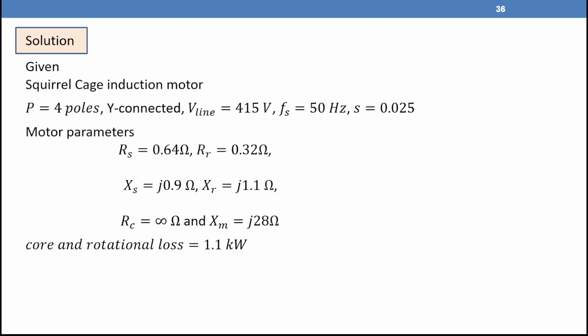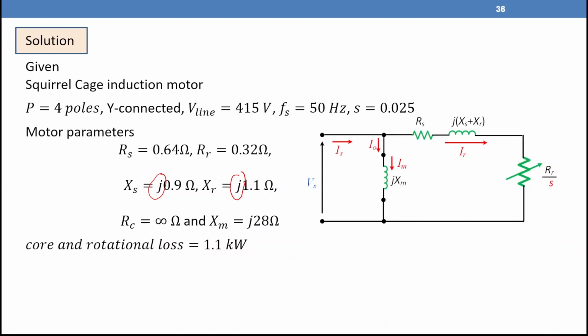The motor parameters are R stator, R rotor, X stator, X rotor, and if you notice here I started adding the J to X and X. Also XM is J28, R core is infinity, so we can use the first approximate equivalent circuit. Core rotational losses equal 1.1 kilowatts. We're going to use it when we calculate the output power.